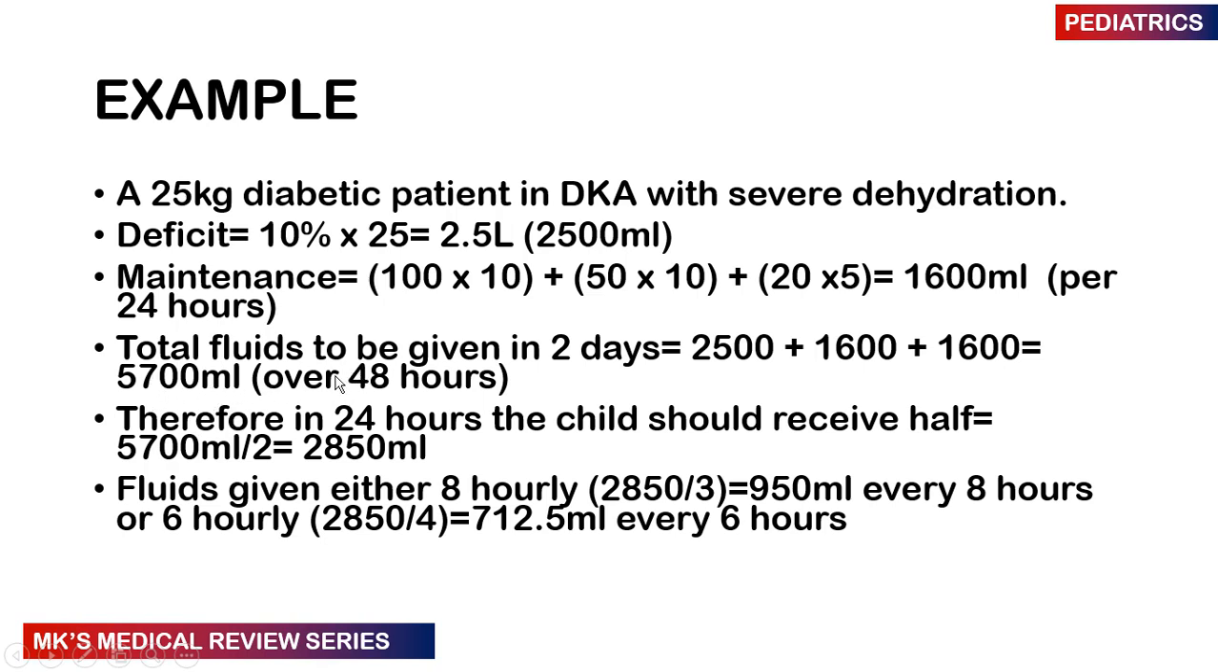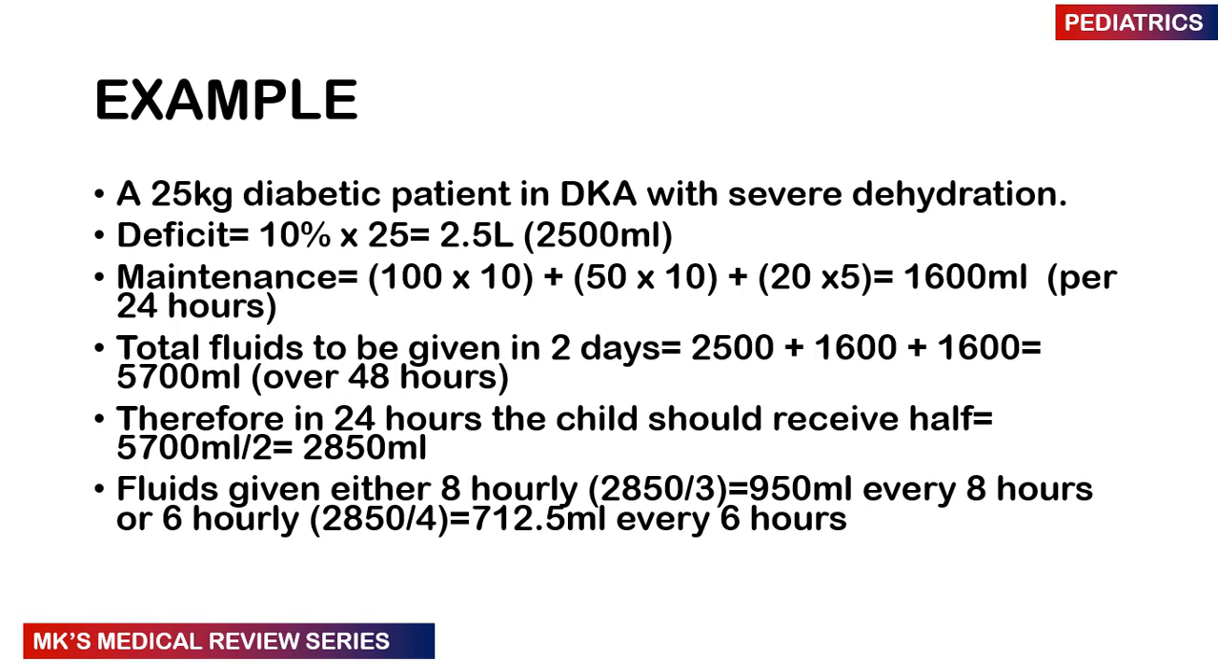But you're not going to be flushing this continuously at once in this child, no, because they will be overloaded. So you want to give it in small, equal portions. So if you're giving 5,700 mils over 48 hours, how much should you give in 24 hours? You divide that by 2, because 24 hours, 48 hours, you divide that by 2. So 5,700 divided by 2, it means that in each 24 hours, this child should receive a total of 2,850. Okay?